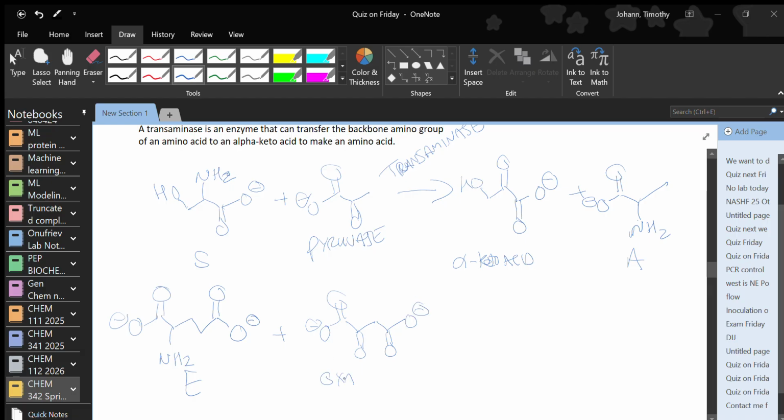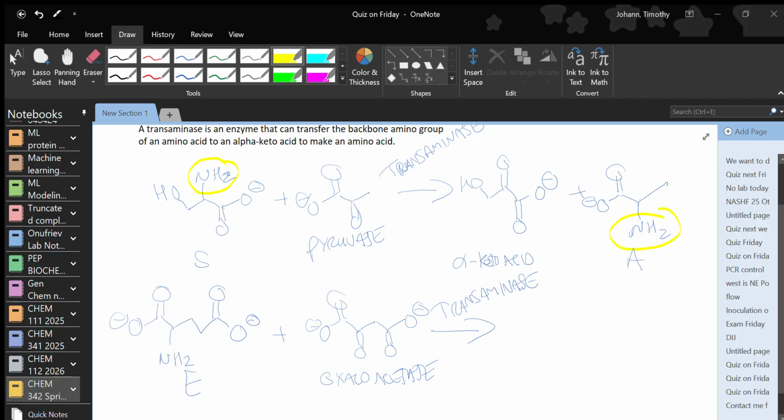Okay. All right, so we have a transaminase. It'll have a specific name. But the important thing here is it's this amine, and it's getting transferred to this position. All these transaminases are only going to take that backbone amine. So if you've got a glutamate or glutamine, and you have that transaminase reaction occur, it is not the one on the end. I'll do an example of that in a minute.